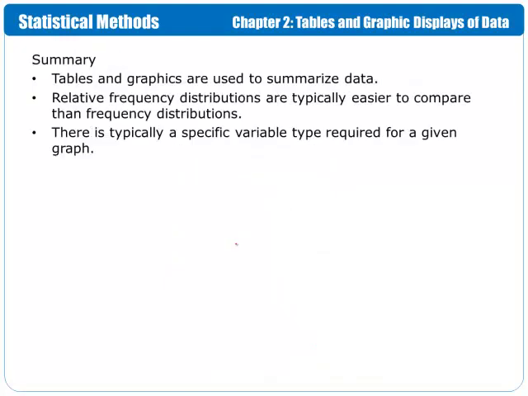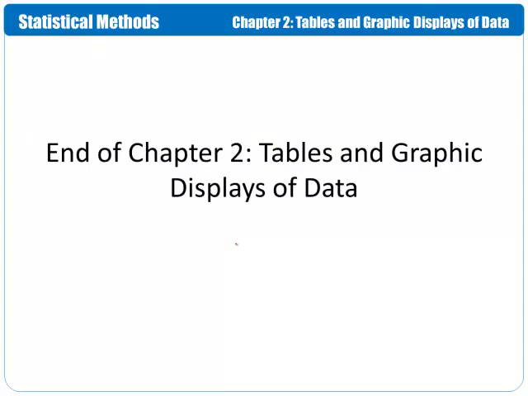In summary, tables and graphics are used to summarize data. Relative frequency distributions are typically easier to compare than frequency distributions. There is typically a specific variable type required for a given graph. So, for example, with our pie chart, we had categorical type variables. For our scatter diagram, we had not one, but two variables, and they were both quantitative variables. So each set of data that you want to graph are going to have a specific type of graph that will fit that particular type of data. And that is the end of Chapter 2, Tables and Graphic Displays of Data.